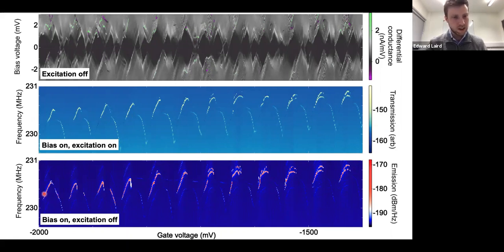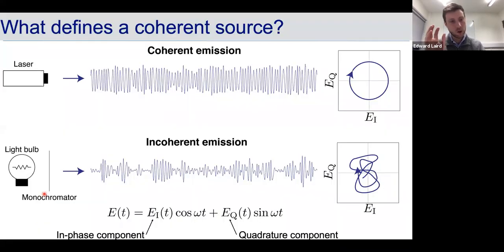So what this is telling us is that it is generating some kind of motion, of oscillation, stimulated by the current flowing through it. So that's very promising, but it's not enough to show that it's the analog of this phonon laser that we're looking for. To do that, we have to show that it's a coherent source as well. So what defines a coherent source?